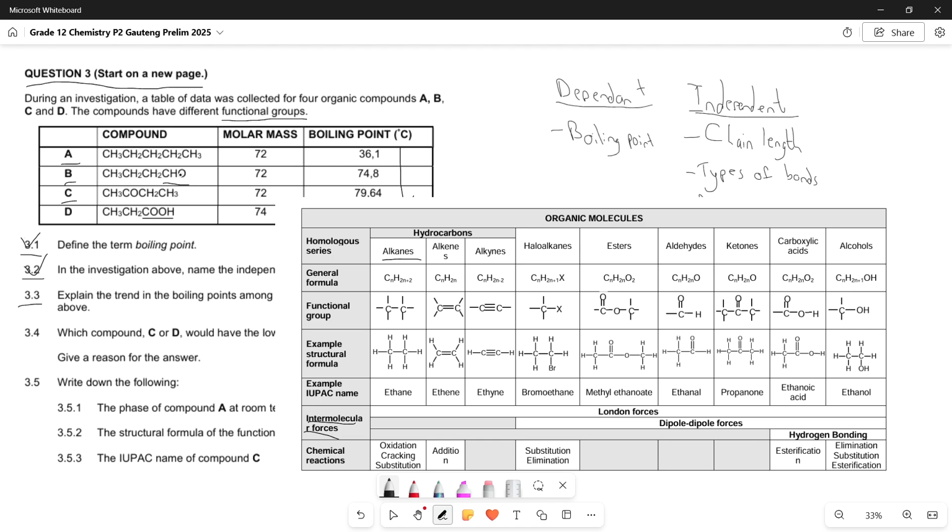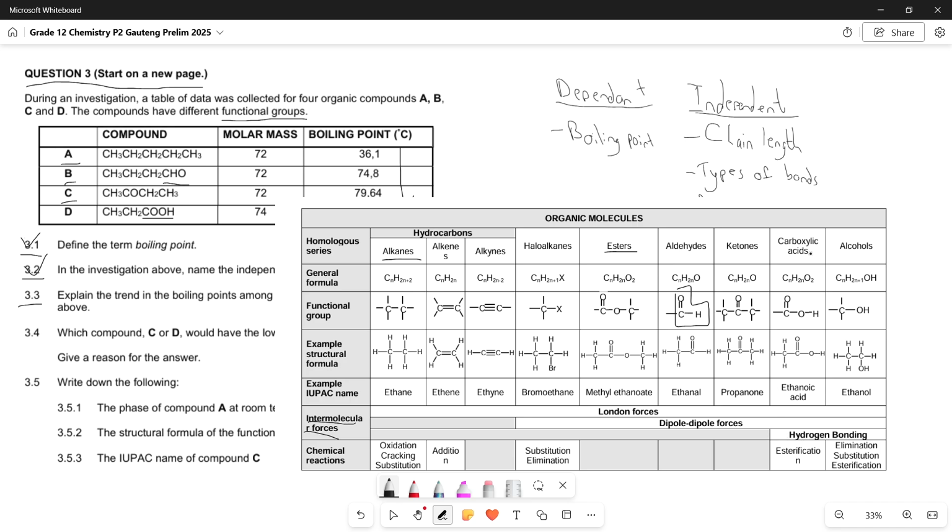And then B over here, as we established, is a CHO, like we have for our aldehyde. That has London forces, but also dipole-dipole forces between the oxygen and the carbon atoms. And then C over here, with a COC in the middle, also has London forces and dipole-dipole forces, because there's also the interaction of dipole-dipole between the oxygen and the C's. So these guys don't have any hydrogen bonding.